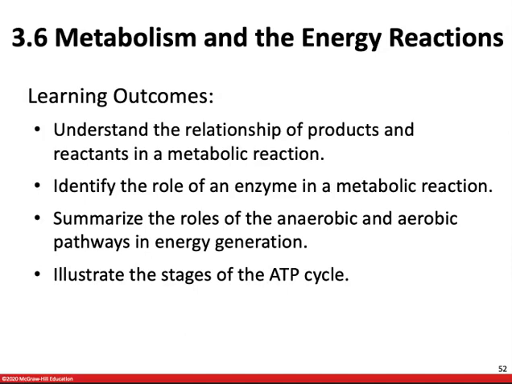All right, so section 3.6, metabolism and the energy reactions. There's a lot to cover in this section. I want you to understand the relationship of products and reactants in metabolic reactions and identify the role of an enzyme in a metabolic reaction. Then you should also be able to summarize the roles of anaerobic and aerobic pathways in energy generation and illustrate the stages of the ATP cycle. So we have a lot to cover in this section.